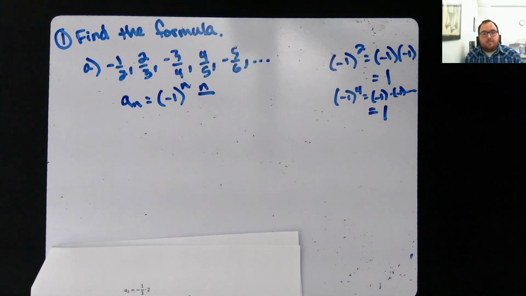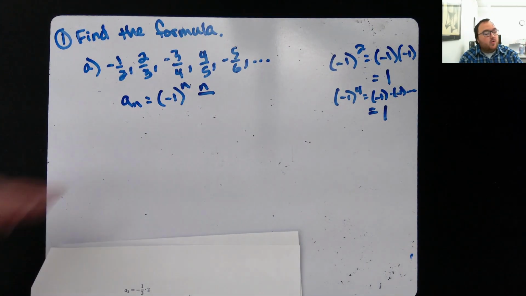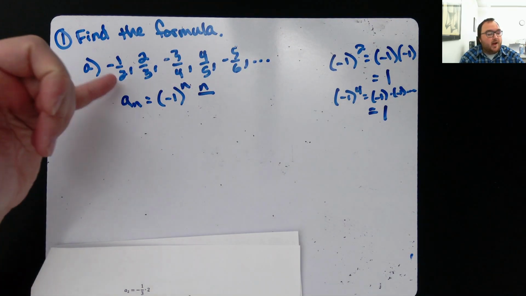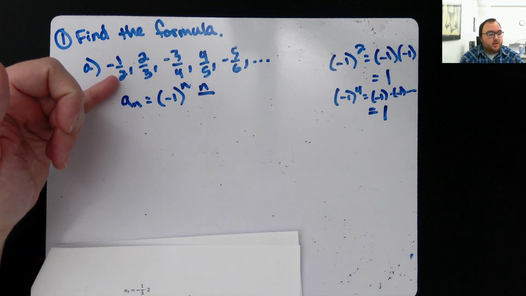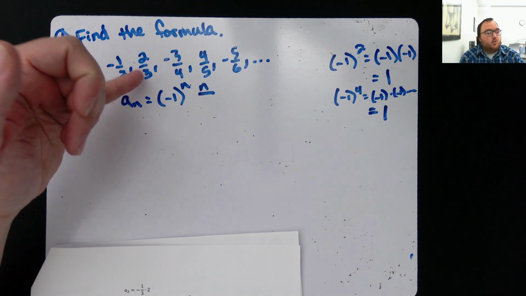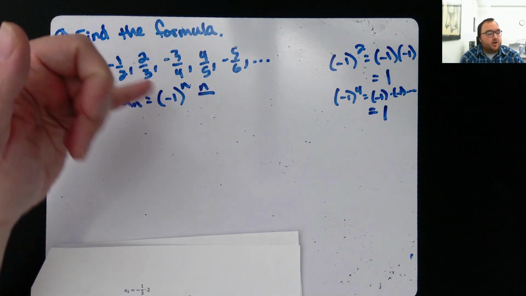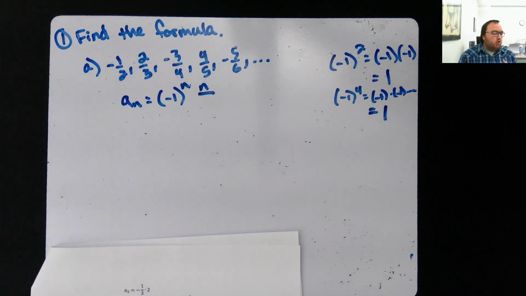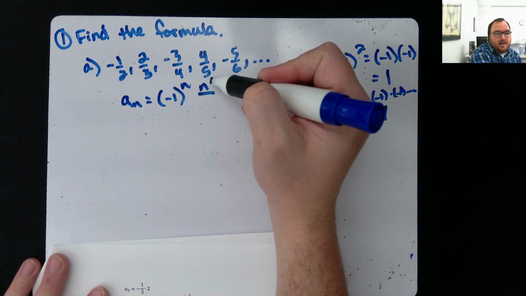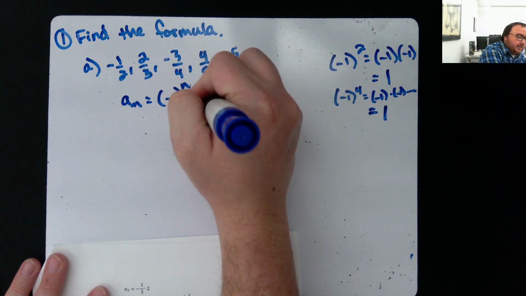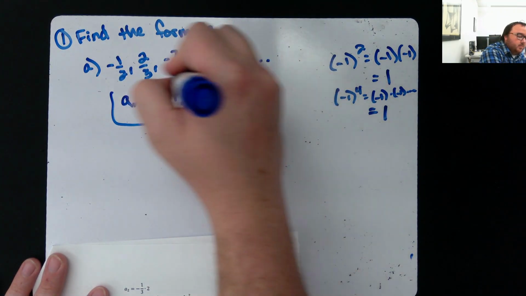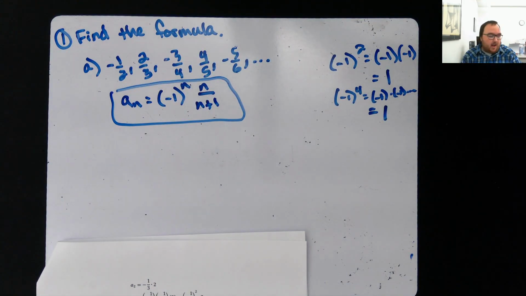Now on the bottom, let's see what I can find there. Well, notice it's the numerator plus 1, right? 1 plus 1 is 2. 2 plus 1 is 3. 3 plus 1 is 4. 4 plus 1 is 5. So the denominator is just the numerator plus 1. Since we already said this was n, we know my denominator is n plus 1. And there we have it. Again, I'm just looking for the patterns, is what it is.